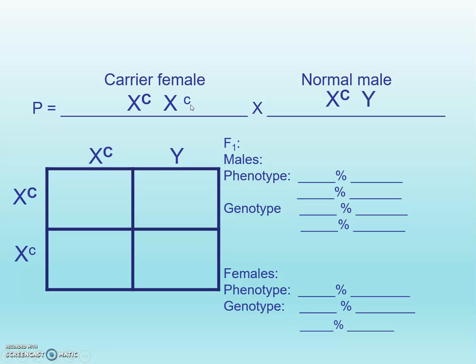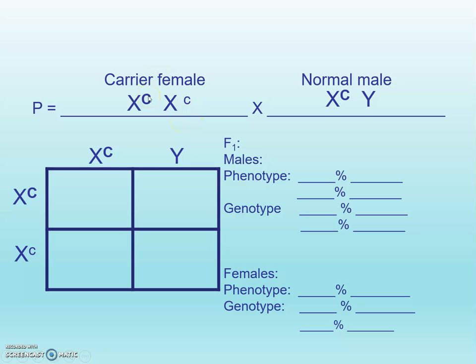Lowercase c is color blindness. So what we're going to do is take a carrier female. Female is XX, you have to put that down first. And then the letters for the trait itself, you can anchor them up top, so you can superscript or subscript them, however you like to do it.